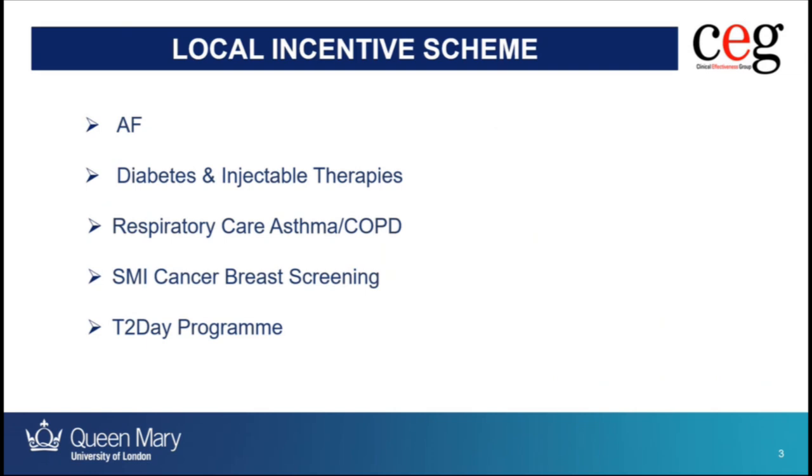So moving on to your local incentive schemes, you've got your AF, your diabetes and injectable therapies, your respiratory, asthma and COPD, and they're the LISs that you've been doing for roughly the last 5 years. And then you've got your 2 new LISs, which is the SMI cancer breast screening and the T Today programme.